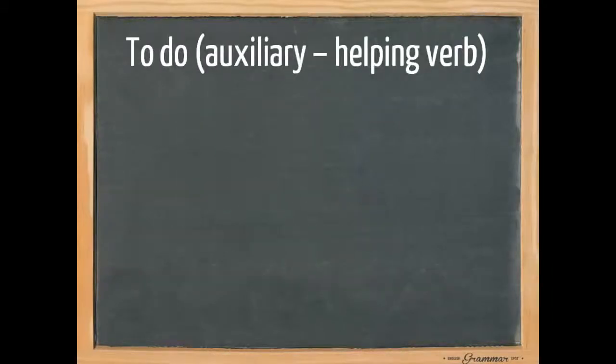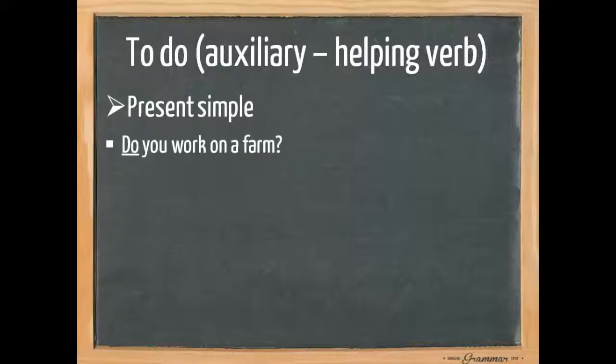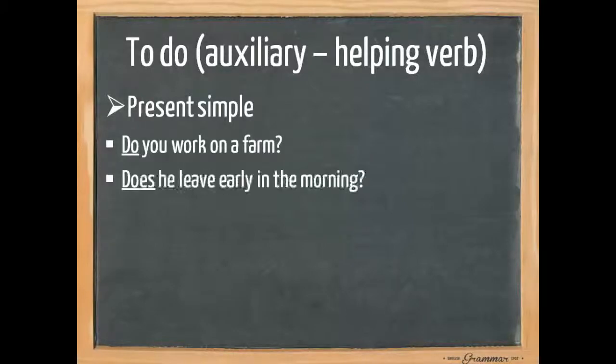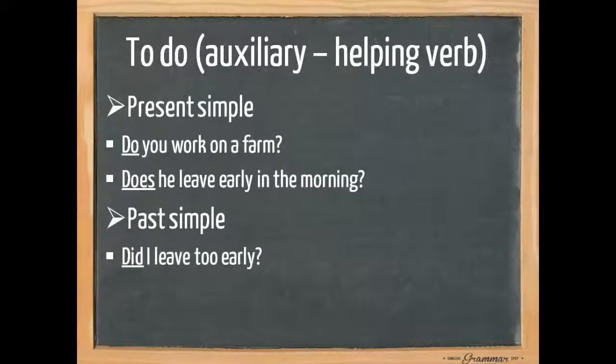Now let's look at to do as an auxiliary, so as a helping verb. We use to do to make a present simple. So, do you work on a farm? Does he leave early in the morning? And as a past simple, but here we need to change to do into did. Did I leave too early? And did it rain yesterday? So to do here is used to help other verbs to form a present simple, but only with questions and negations.